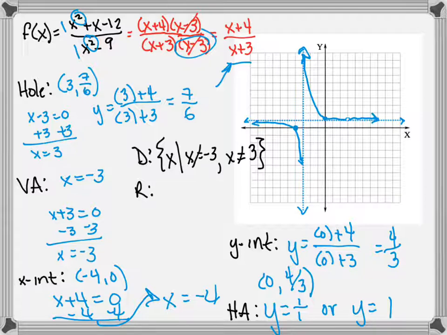For our range, we can see that we are excluding where our horizontal asymptote is, so y does not equal 1, but we are also excluding the y value of the hole, which is 7/6. So the range is the set of all y such that y does not equal 1 and y does not equal 7/6.